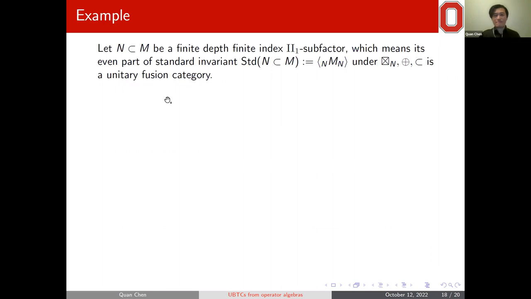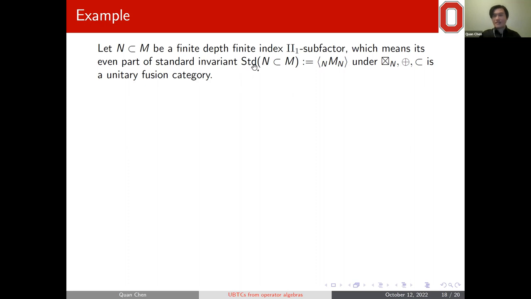Okay. So let's start with some old results for subfactors. So if N inside M is a finite depth, finite index, II_1 subfactor. So II_1 subfactor means an inclusion of II_1 factors. All right, for some condition. And finite depth, finite index means the even part of the standard invariant is a unitary fusion category. All right, hopefully you remember what a fusion category is. Like Vec_G, Rep(G) for a finite group G.